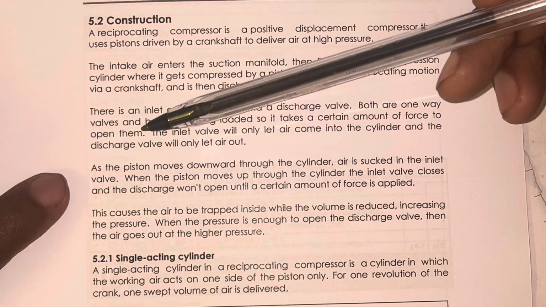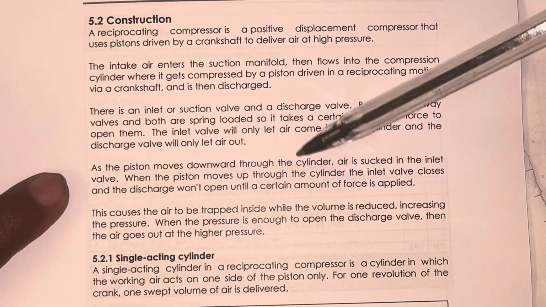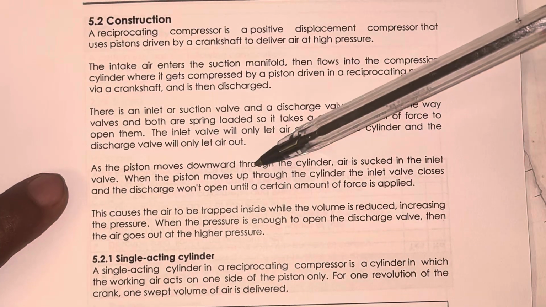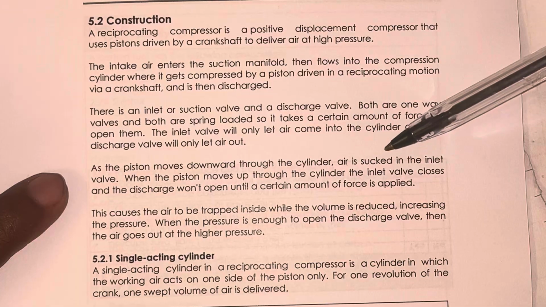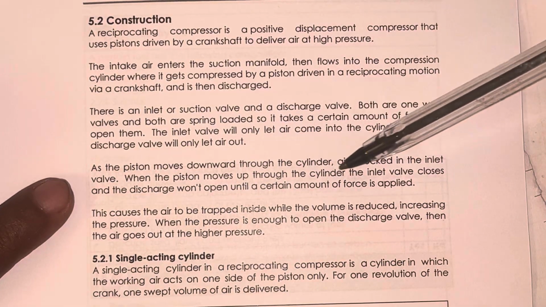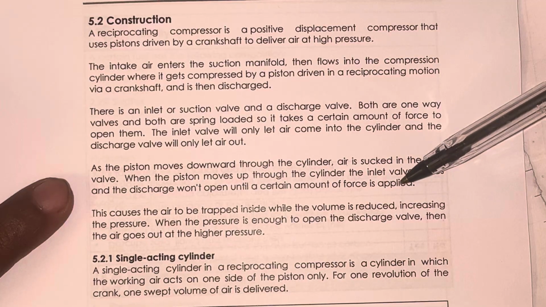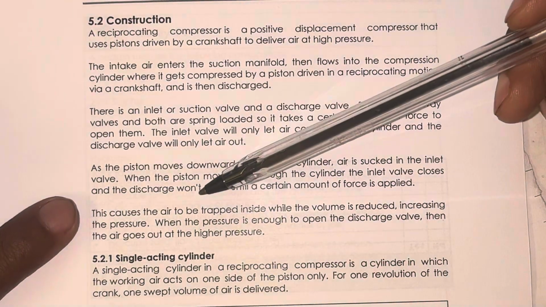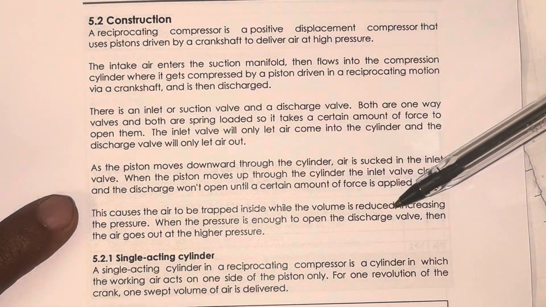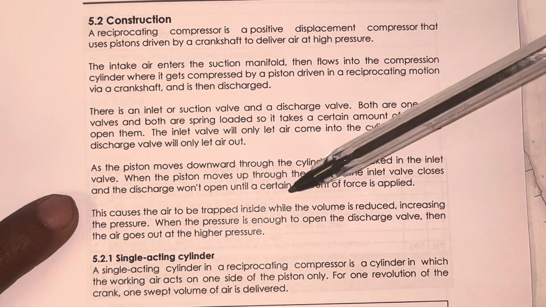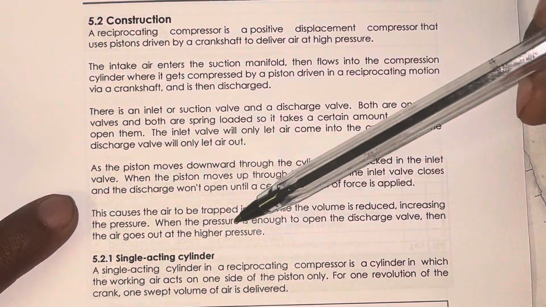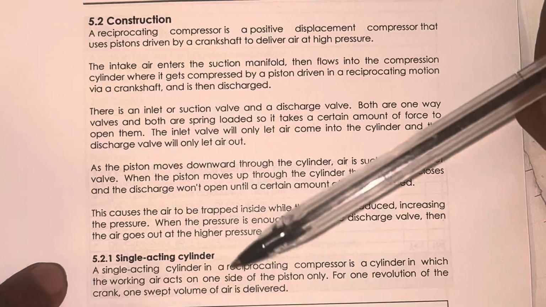Okay? As the piston moves downwards through the cylinder, air is sucked in the inlet valve. When the piston moves up through the cylinder, the inlet valve closes and the discharge won't open until a certain amount of force is applied. Okay, this causes air to be trapped inside while the volume is reduced, increasing the pressure. When the pressure is enough to open the discharge valve, then the air goes out at the higher pressure.